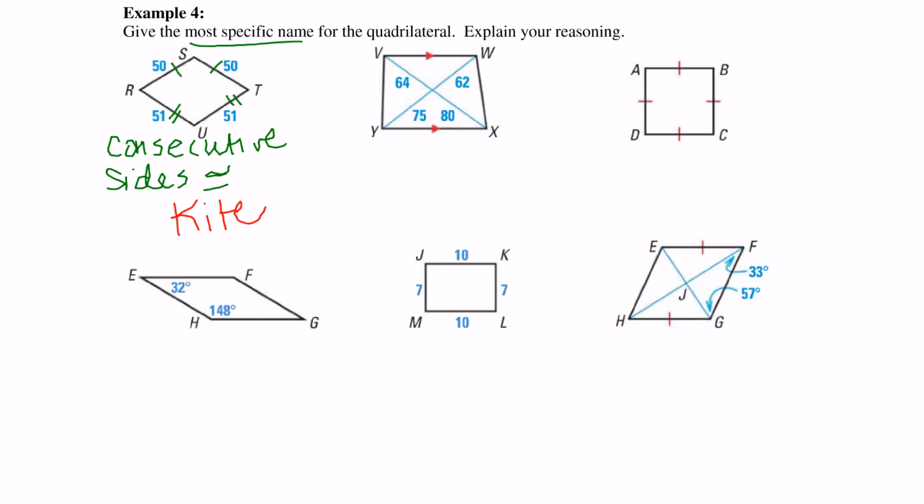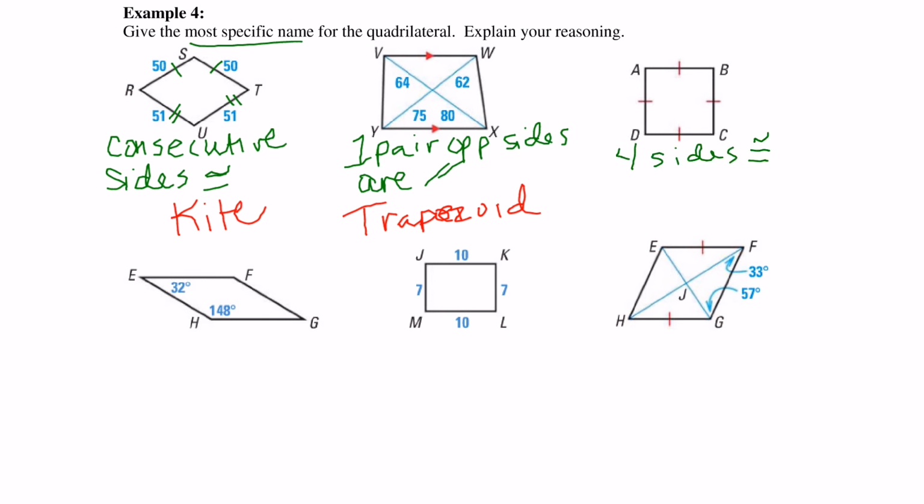For this next shape, we have one pair of opposite sides that are parallel. And with that one characteristic, this is a trapezoid. It cannot be an isosceles trapezoid because the diagonals are not congruent to each other. For the next one, we see that all four sides are congruent. And the only shape that has all four sides congruent and nothing else is our rhombus. We don't know that it's a square because we don't know anything about the degrees of the angles.